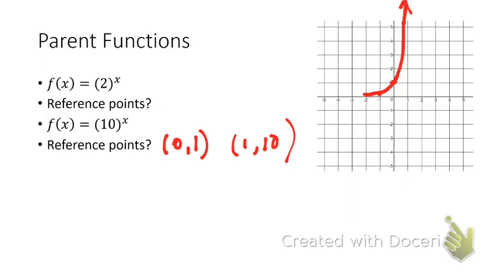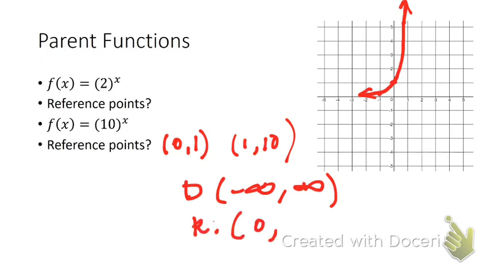What will be the domain and range of this function? Well, the domain is all real numbers, so negative infinity to infinity, and then the range will still be from 0 to infinity. This function also has a horizontal asymptote, and that horizontal asymptote is still y equals 0, also known as the x-axis.